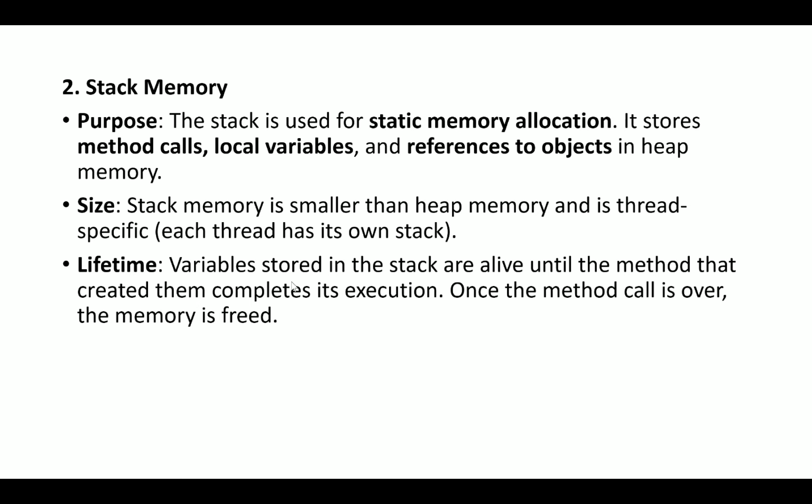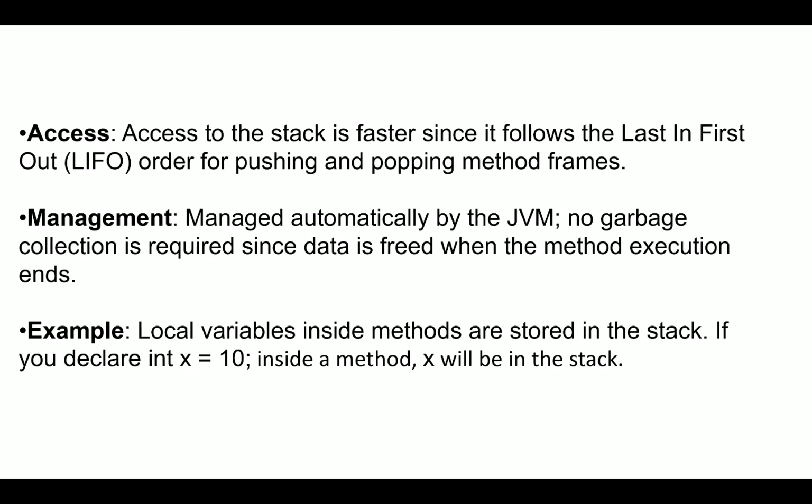Second is stack memory. Purpose: the stack is used for static memory allocation. It stores the method calls, local variables, and references to objects in heap memory. Size: stack memory is smaller than heap memory and is thread specific. Each thread has its own stack. Lifetime: variables stored in the stack are alive until the method that created them completes its execution. Once the method call is over, the memory is freed.